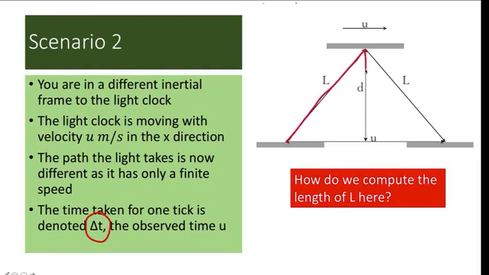Notice that what we have here is a right triangle. And in this right triangle, one side has a length of d, and the other is this length. But what is this length?